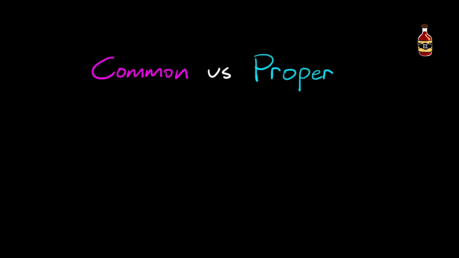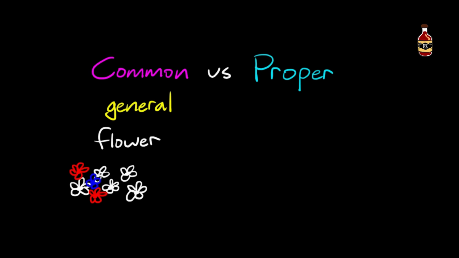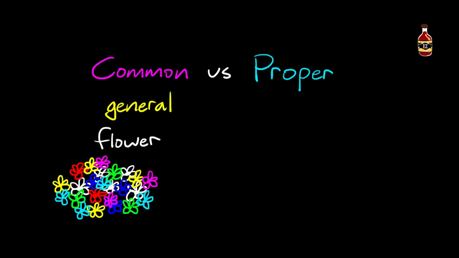Now, common nouns are just the general person, place, thing, or idea. Let's go back to the flower example. We have flower as the common noun. There are so many different thousands of flowers on this entire planet that when you say flower, it could refer to any one of them because it's a general term. It's a common noun. But let's say we want to turn that into a proper noun.